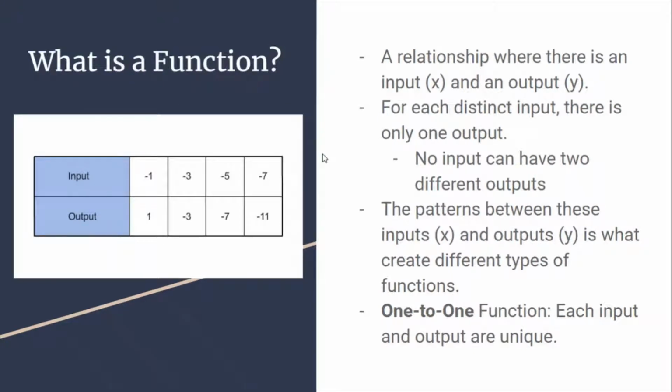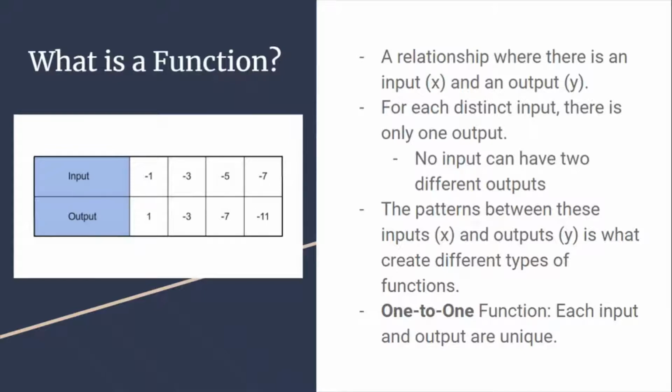So a function is a relationship where there is an input and an output. As you can see on the left, we have a table with an input and an output. This would be like a function table with the inputs and outputs of the function. The inputs are commonly known as the x variable, and the outputs are commonly known as the y variable.